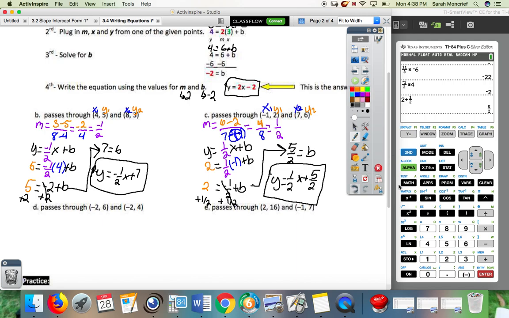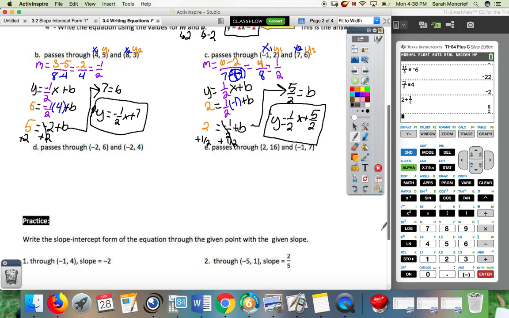One half x plus 5 over 2. All right, are you ready to look at D? D is going to be different than the ones we just looked at. It's got a little bit of a challenge to it, but I have faith in us to figure it out.